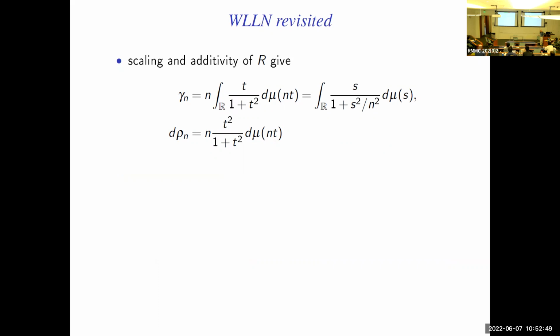So, scaling and additivity of R. That calculation I'm not repeating. So you want to calculate the phi transform of this average. You use additivity and the scaling properties, and you get that phi n is approximately given by an integral associated with constants gamma n and rho n, where gamma n is n times the integral of t over 1 plus t squared d mu of nt, and rho n is the measure n times t squared over 1 plus t squared times d mu of nt.